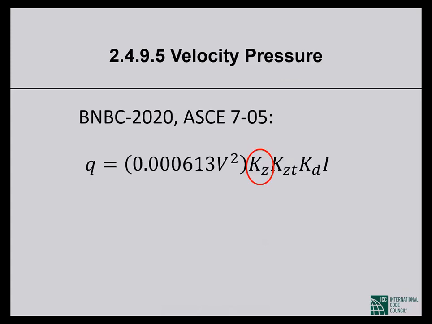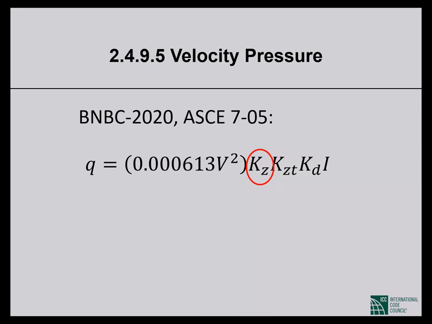Okay, so 0.00613 V squared, the V part I have explained to you. The K sub Z is a combined height and exposure coefficient. It has a name that will come up, but that's unimportant. The V, as I explained, is at 10 meters above ground of exposure B.